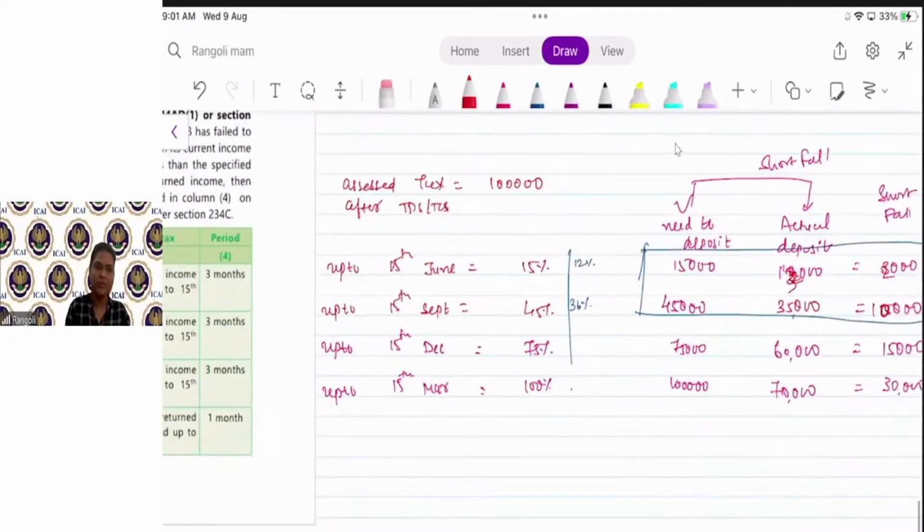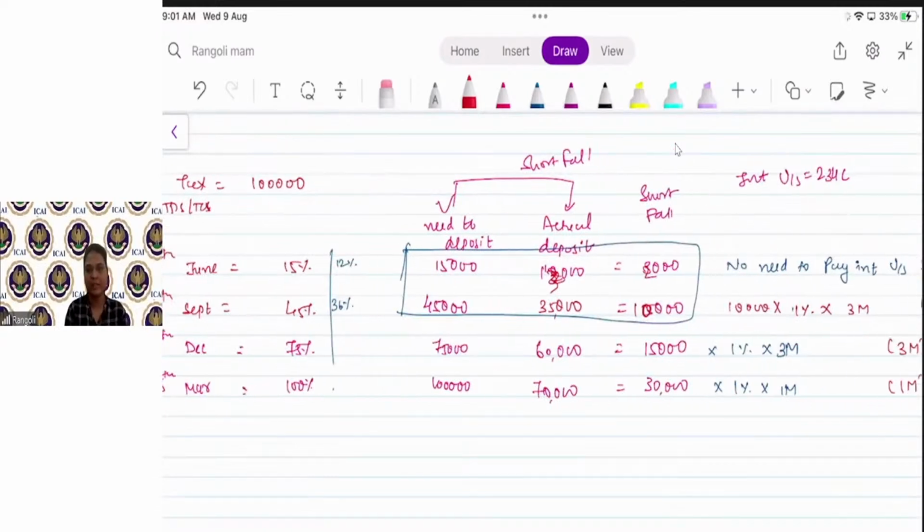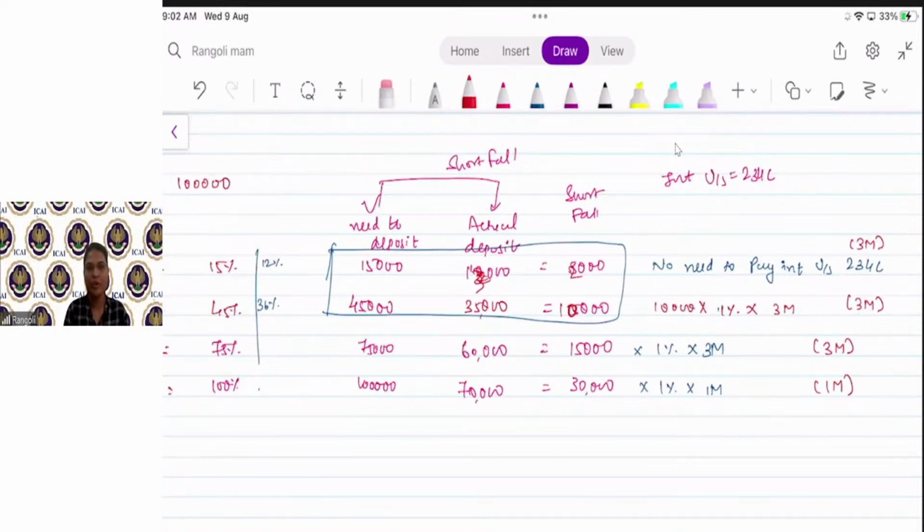Krishna, under 234C, if there is a shortfall of quarterly deposit of advance tax, then I need to pay 1% interest for 3 months, 3 months, 3 months, 1 month on the shortfall amount. That is the difference between the amount needed to be deposited minus the amount actually deposited. Clear?